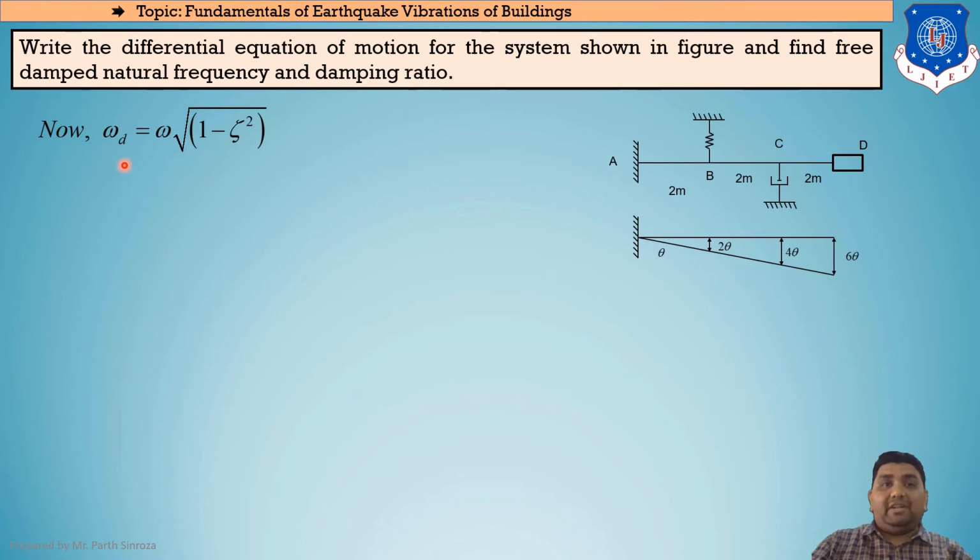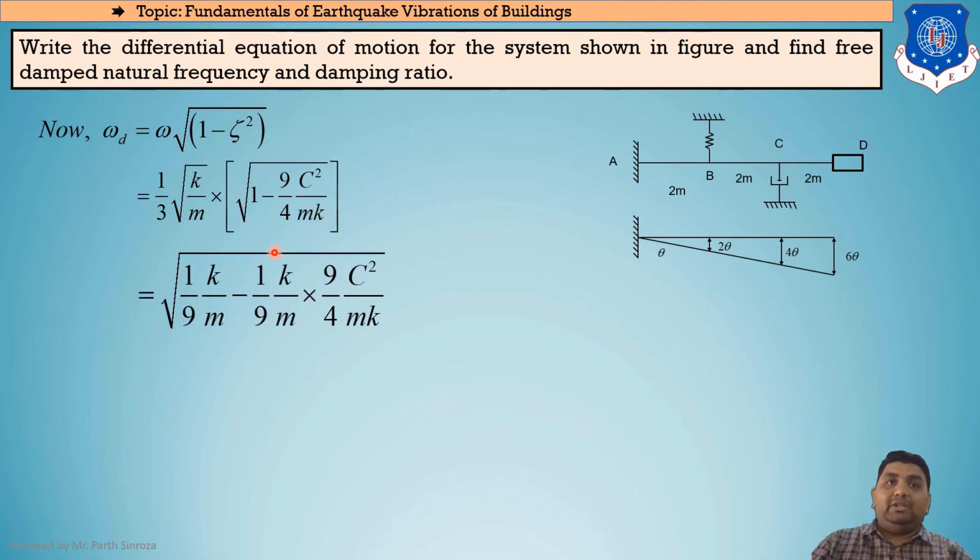So the damped natural frequency, that is omega d. The equation is omega into under root 1 minus zeta square. Now we already found out the equation for omega and zeta. So substituting the value of omega and zeta here, we are getting 1 upon 3 under root k by m into under root 1 minus zeta square, that is 9 by 4 c square upon mk. So here we are getting the answer.